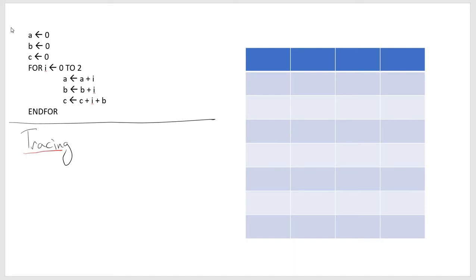Welcome everyone to today's lesson, and we're going to be having a look at tracing. You might also hear about this as hand tracing on some documents. We're going to be referring to it as tracing for today's lesson.